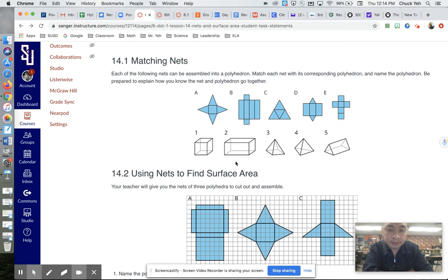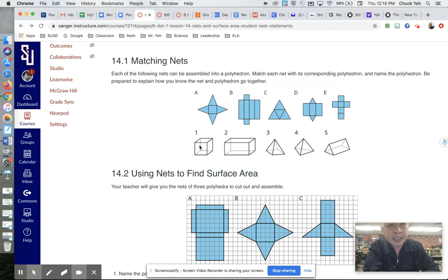All right. B goes with number 2. Give yourself a hand if you got B for number 2. And that is a rectangular prism. And then C goes with number 4, and that's a triangular pyramid. D goes with number 5, and that's a rectangular prism. And then E goes, of course, with number 1, and you can call that a cube, or you can call that a square prism.